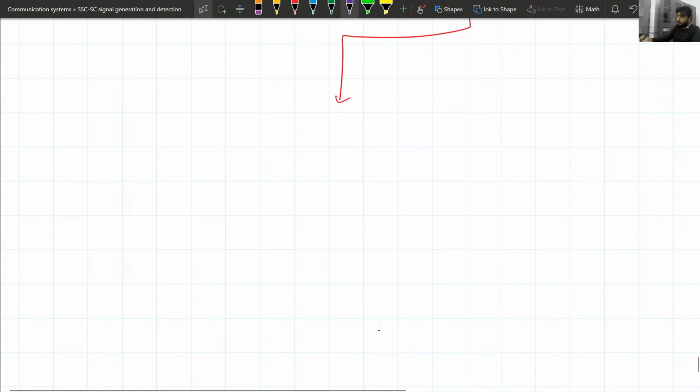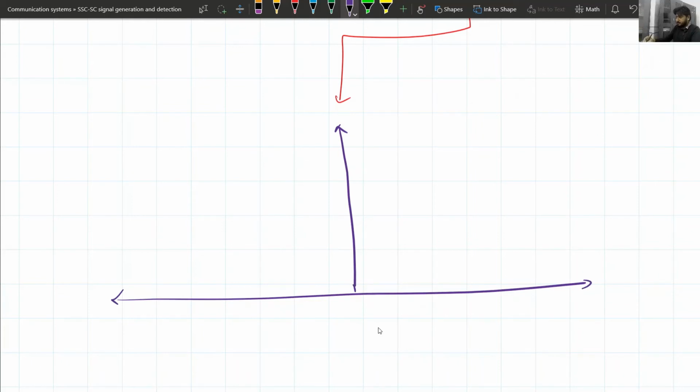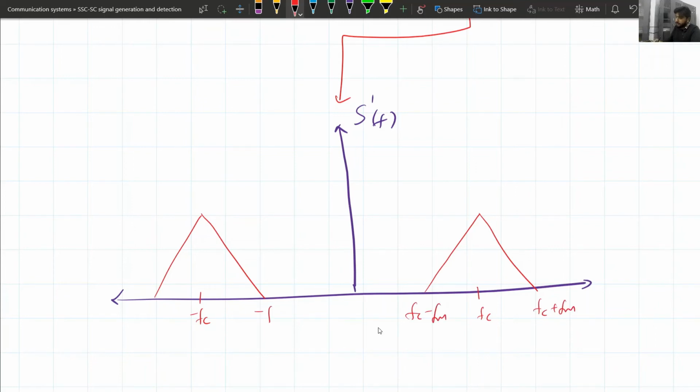The signal that we will obtain in frequency domain, S dash F, will have components at Fc plus Fm, Fc minus Fm, minus Fc plus Fm, and this is minus Fc minus Fm. So it's M naught by 2.